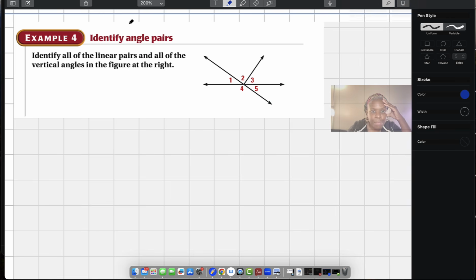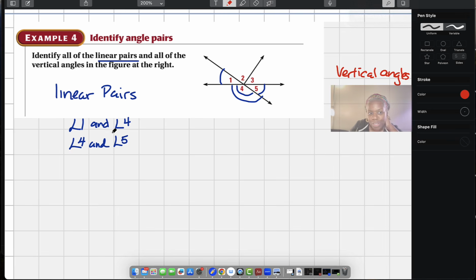So in this example 4, we're going to look for all the linear pairs, and I'm going to mark them off. I know that 4 and 5 are linear pairs because they make a straight line. And 1 and 4 are linear pairs because they make a straight line. So I'm going to write those linear pairs down. So those are my linear pairs.